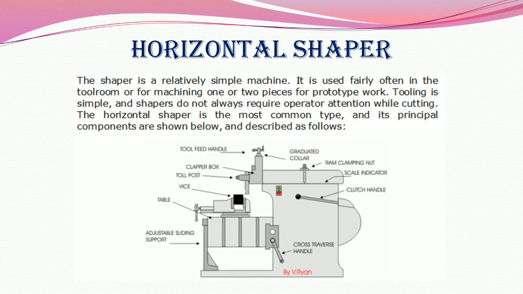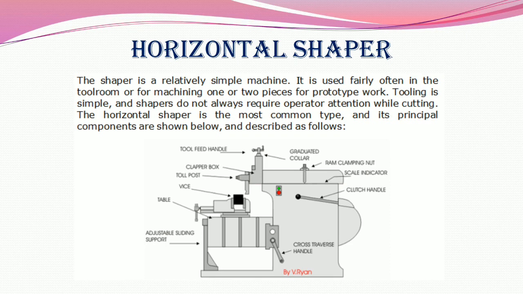Horizontal shaper. The shaper is a relatively simple machine. It is used fairly often in the tool room or for machining one or two pieces for prototype work. Tooling is simple and shapers do not always require operator attention while cutting. The horizontal shaper is the most common type and its principal components are shown below and described as follows.